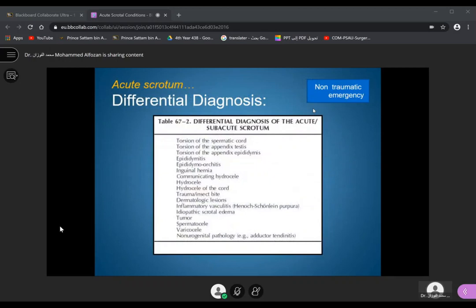Differentials of acute scrotum. As you can see, there is a long list. Most importantly, in acute scrotum is to rule out testicular torsion or tumors. Other cases are cold cases. Sometimes they might present to ER. The patient was unaware, and suddenly when he becomes aware of it, he will come to the emergency department. But in any patient with acute scrotal pain, you have to rule out testicular torsion. That's the most important. Secondarily, tumors.